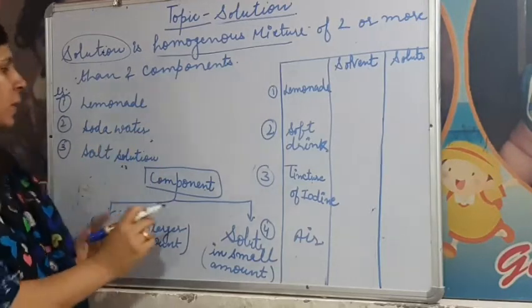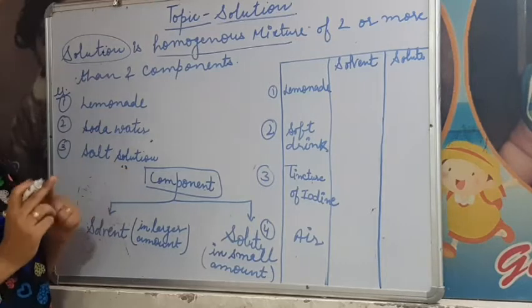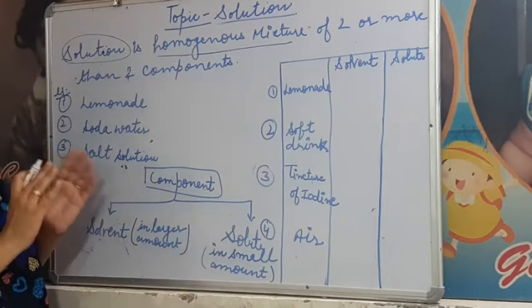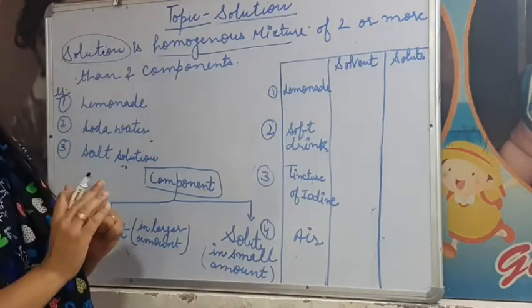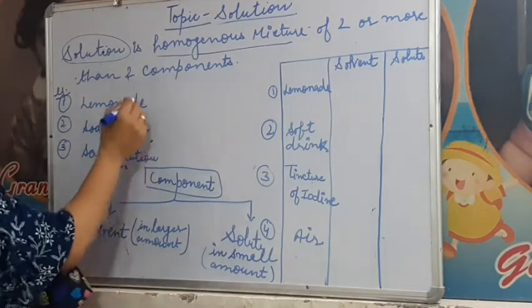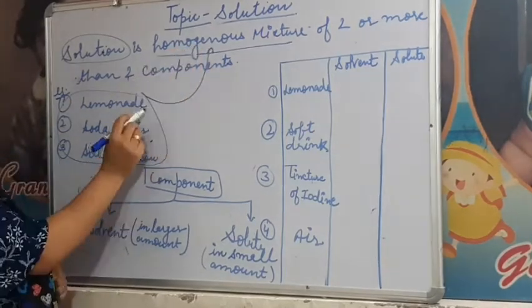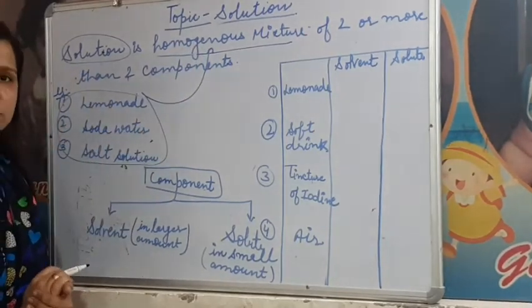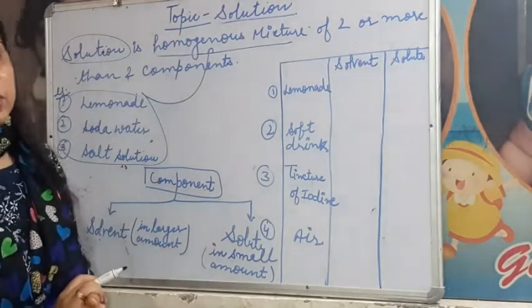One more example you can take here is salt solution, the mixing of water and salt, and you can clearly see that salt and water are evenly and uniformly mixed with each other. So these three examples, which were examples of homogeneous mixture, are now also examples of solution. Now we talk about components of solution.